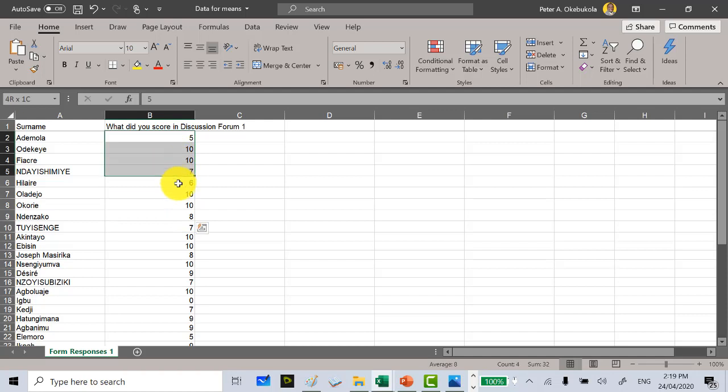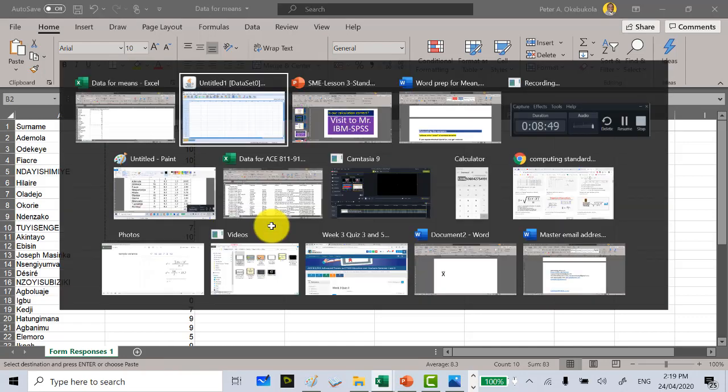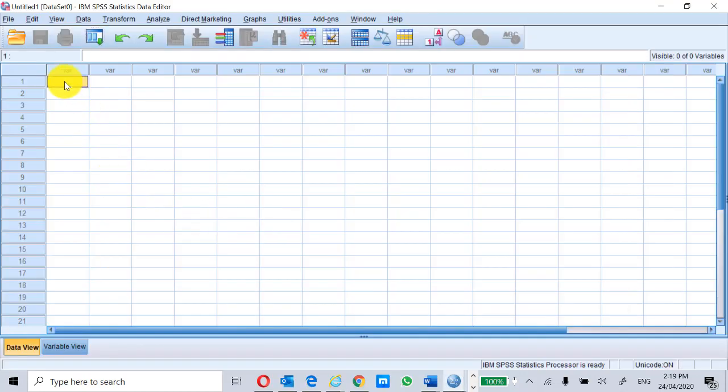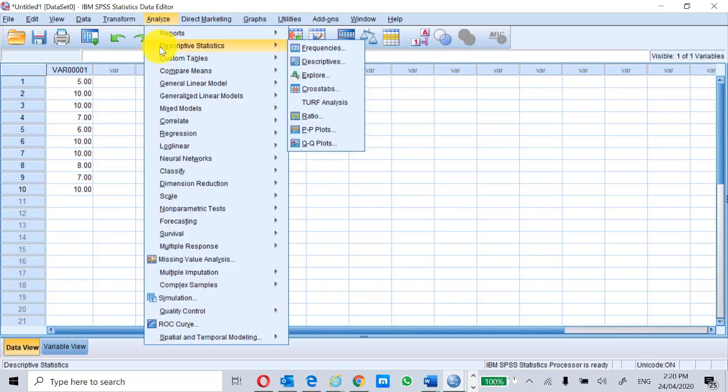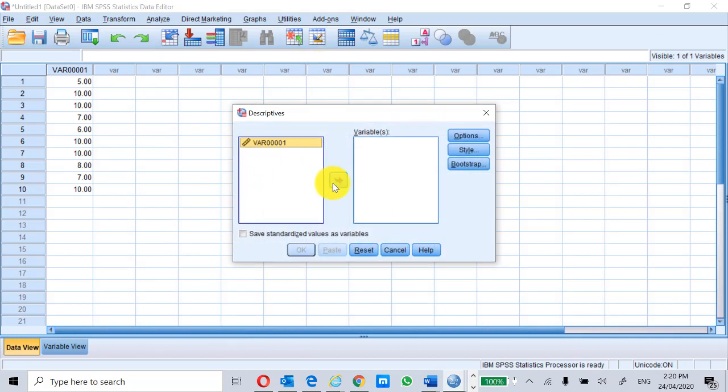So 1, 2, 3, 4, 5, 6, 7, 8, 9, 10. So I'm copying this and I'm transferring straight on to SPSS. I paste it here. Yeah, so these are scores. We're trying to find out whether all the things we do with our calculator are correct. So we go to analyze, go to descriptive statistics. Let's go to descriptives. This variable, I put it here.